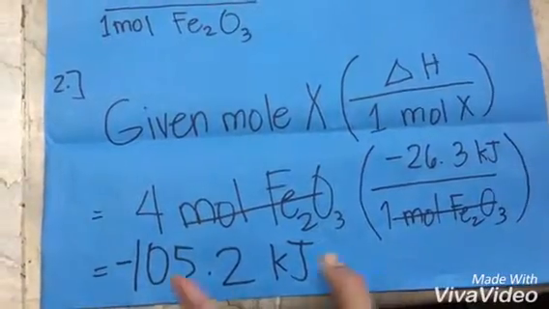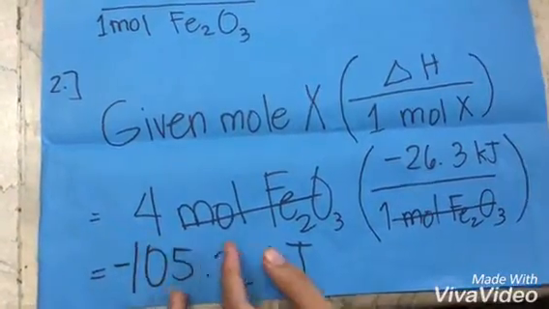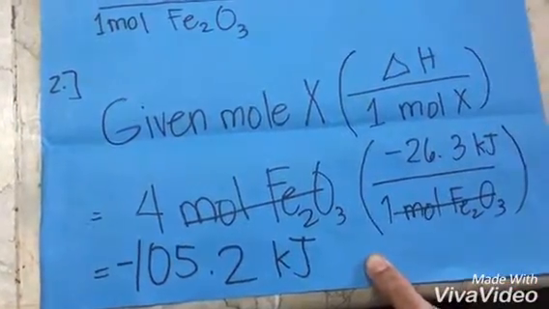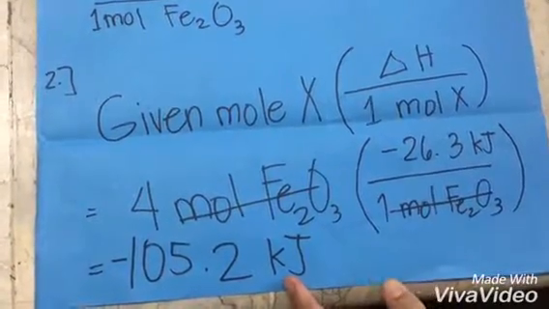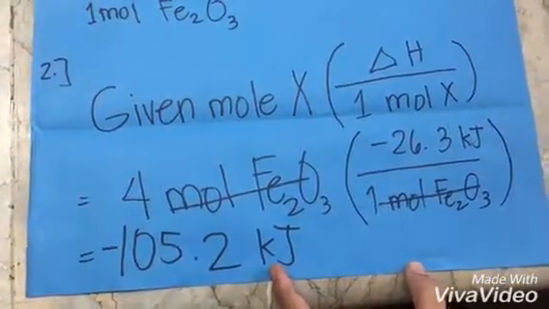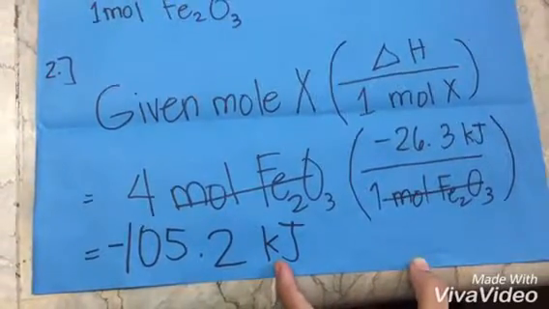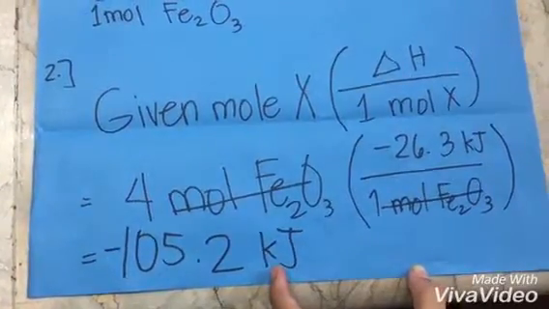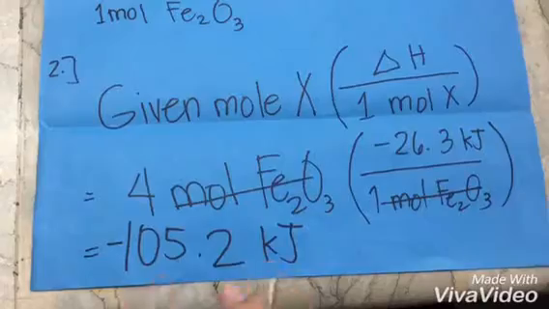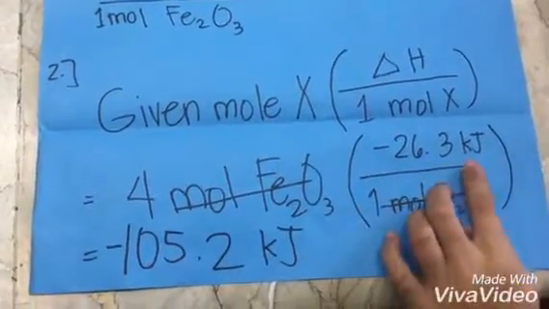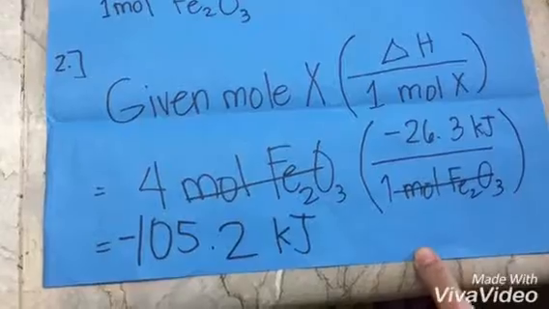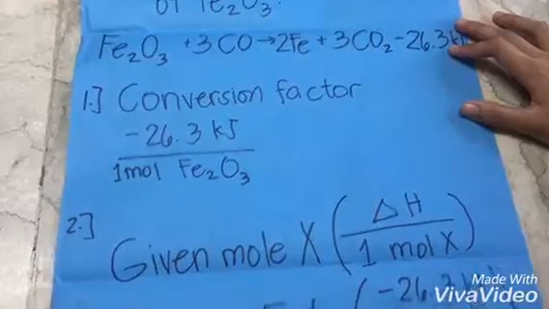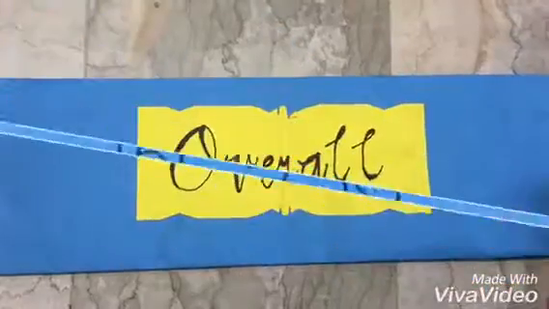So, given mole from the problem is 4 moles of iron oxide multiplied by the reciprocal conversion factor, negative 26.3 kilojoules per 1 mole of iron oxide. We're just going to cancel the mole of iron oxide and multiply 4 and 26.3 kilojoules. Thus, to decompose 4 moles of iron oxide, the reaction needs to release 105.2.